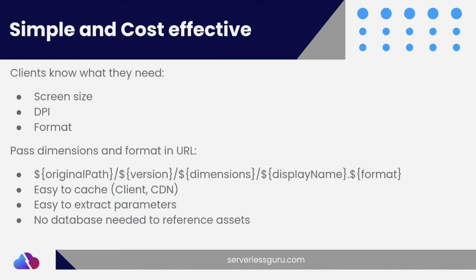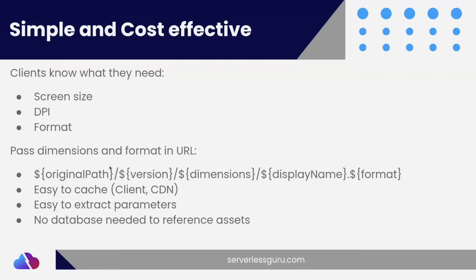So the simple and cost-effective way that I want to present here relies on some assumptions. First, I know that the client knows what it needs. It knows its screen size, its DPI, and the format it's able to handle. And when I say screen size, it's not only screen size, it's also the image container size. So if the image is 50% of the screen width, the client will know that my image is that amount of pixels. And all these parameters will be passed in one URL that is stylized here.